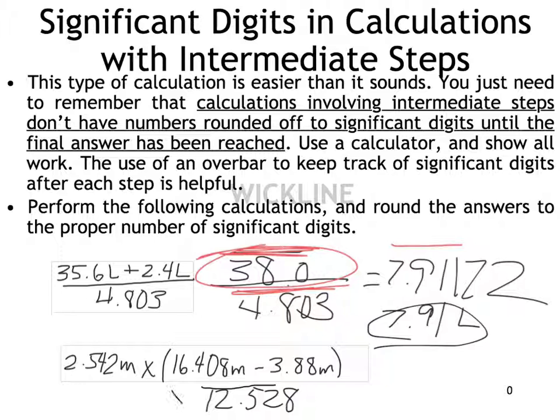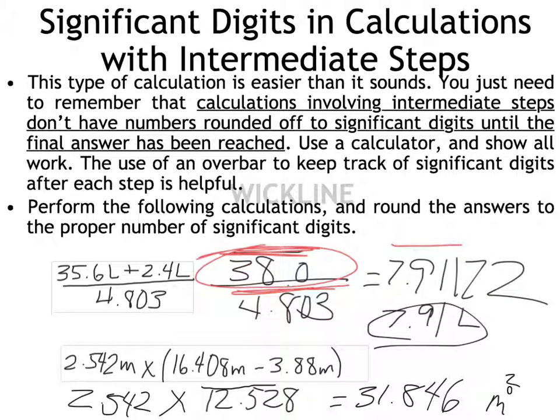So in the next step, you need to multiply it by 2.542. You can go ahead and just do that as normal. I'm getting 31.846 and more digits as well, but I'll stop there. And my unit's going to be square meters, because it's going to be this meter times that meter.